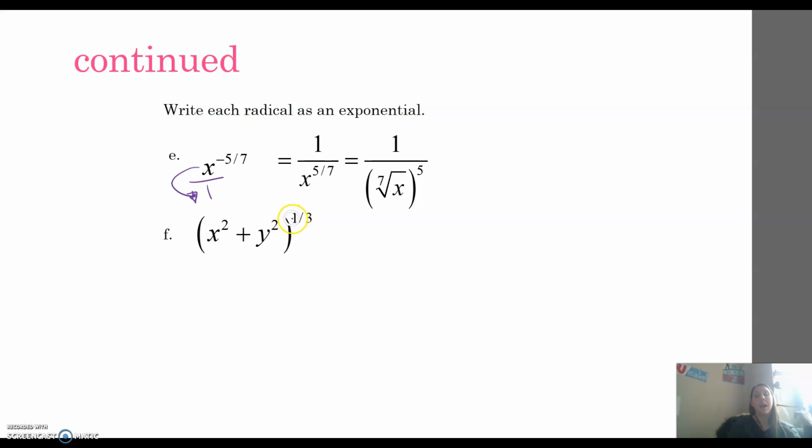Okay, so now we have parentheses, so the power belongs to everything inside of the parentheses. So then we're just going to get the cubed root of x squared plus y squared. So make sure you do that. If you have any questions, please ask. All right, so now we're going to go this way. Now we're in radical form. So this is radical, and we want to go to exponential.